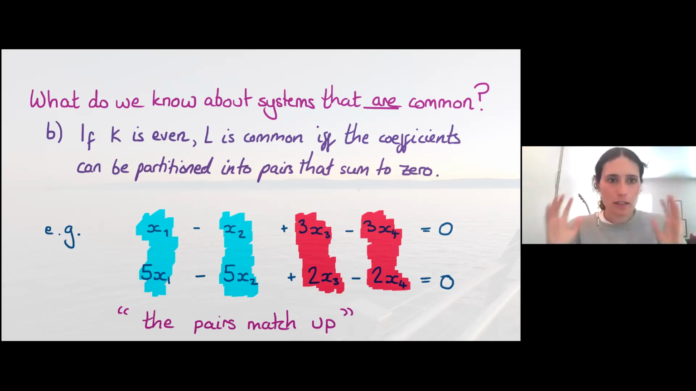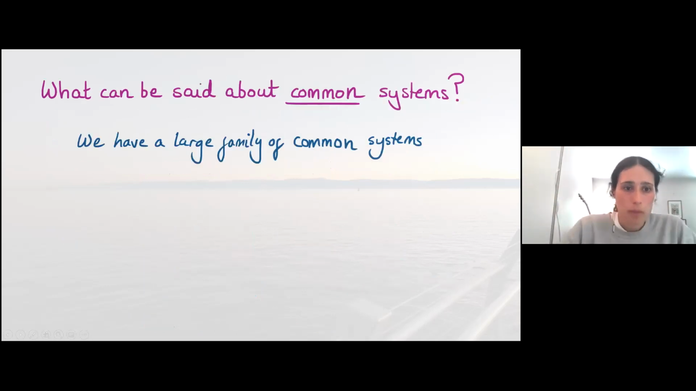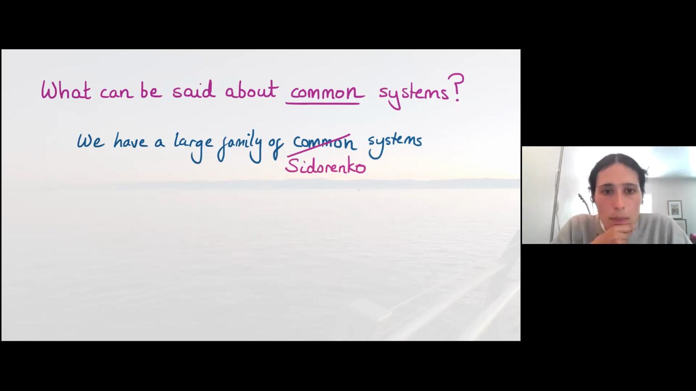So we have a very large family of systems that are common, but they all have this very structured setting. We don't actually know of any common systems that don't decompose in a very rigid way into individual Sidorenko equations, where these pairs match up. So we have a large family of common systems. In fact, our proof shows that they're Sidorenko. And that's a paper which hopefully we're going to put on arXiv this week.